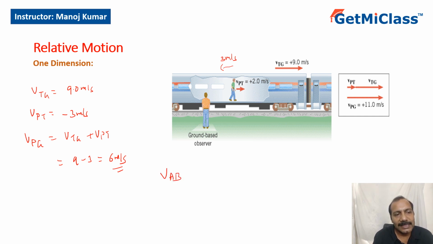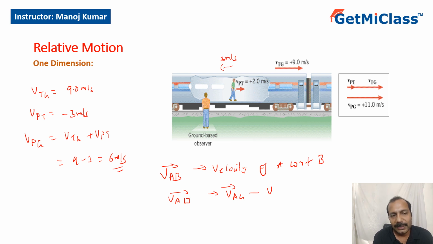If I want to coin a formula for this, I represent VAB, which means velocity of A with respect to B. Velocity of A with respect to B is given by VAG, the velocity of A with respect to ground, minus VBG, the velocity of B with respect to ground. Now this need not always be done, but the condition is both of them should be with respect to the same frame. Then only can I find the relative velocity of one object with respect to the other.